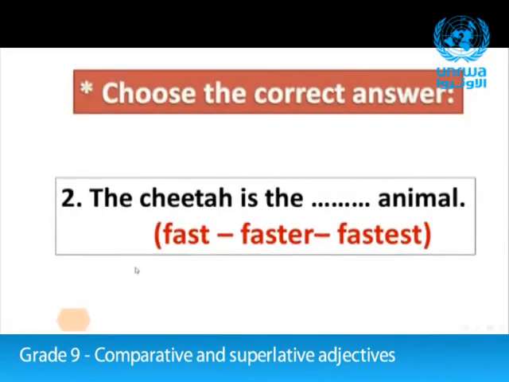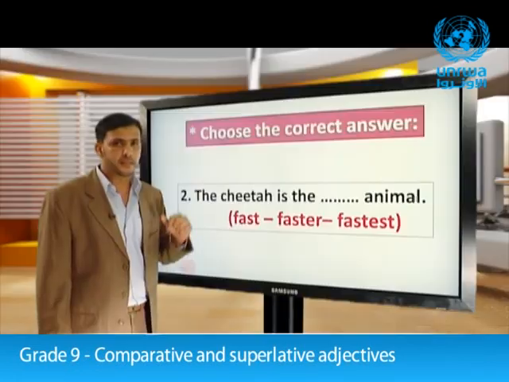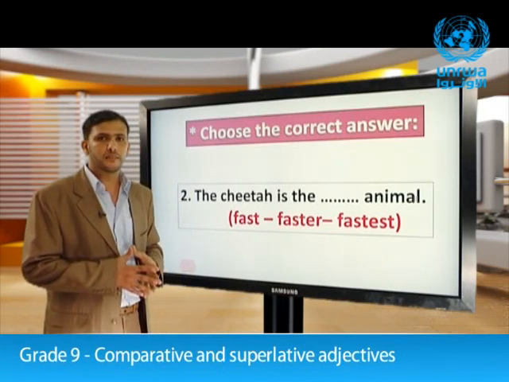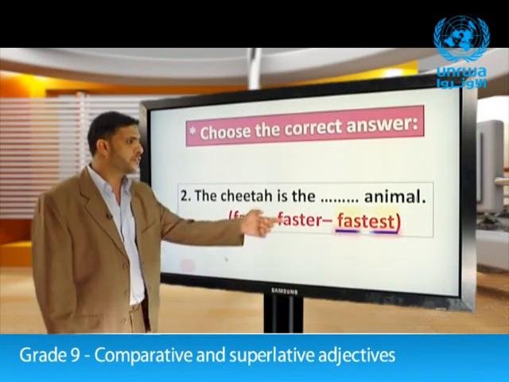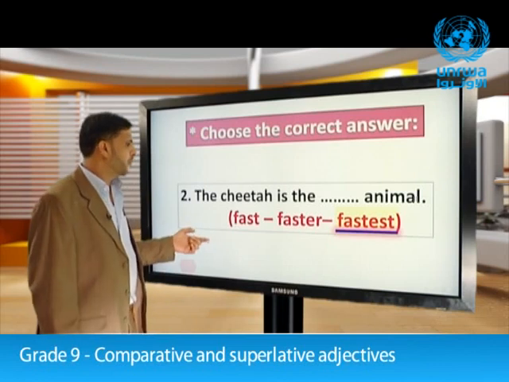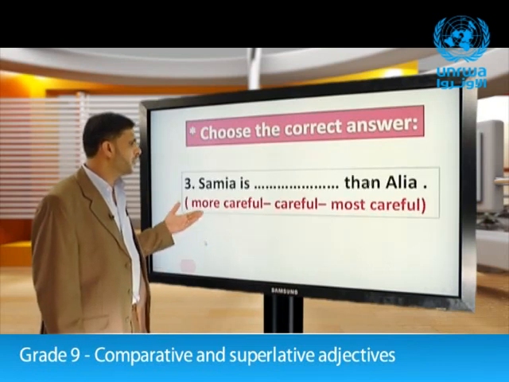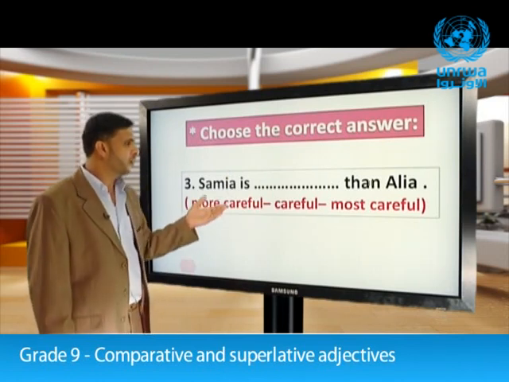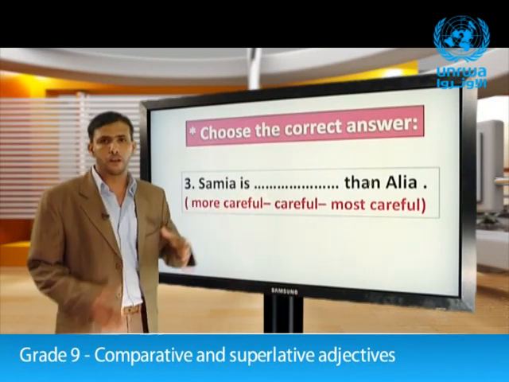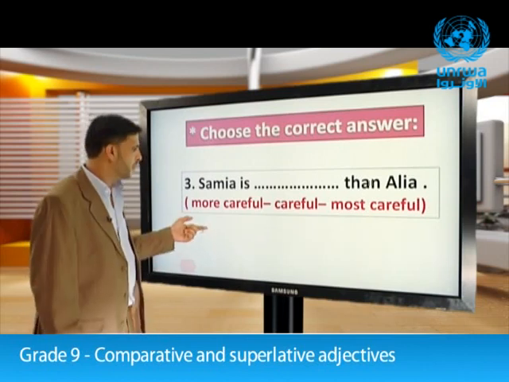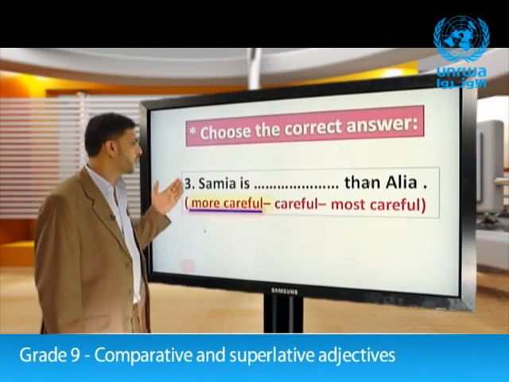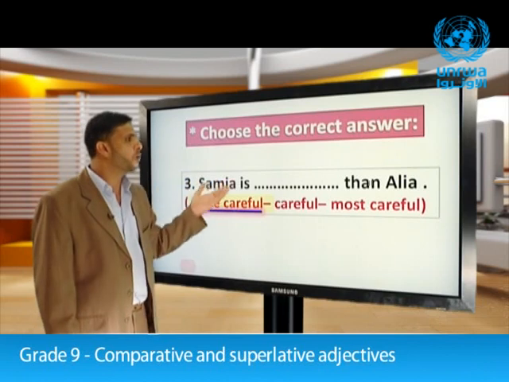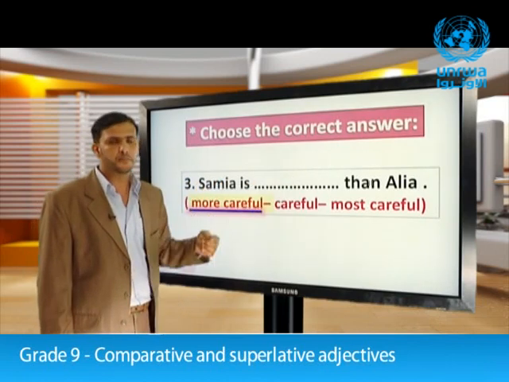Look at number 2. The cheetah is the ___ animal. Fast, faster, fastest. Think of the answer. Excellent. It's the fastest. Number 3. Sami is ___ than Alia. More careful, careful, most careful. Of course, it's more careful. So, Samia is more careful than Alia.